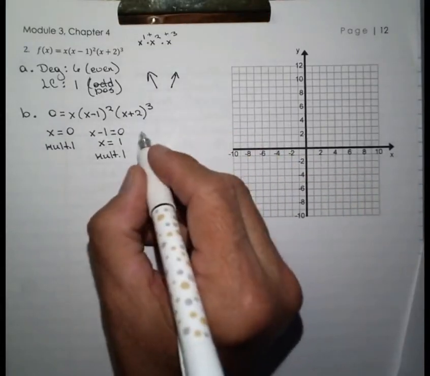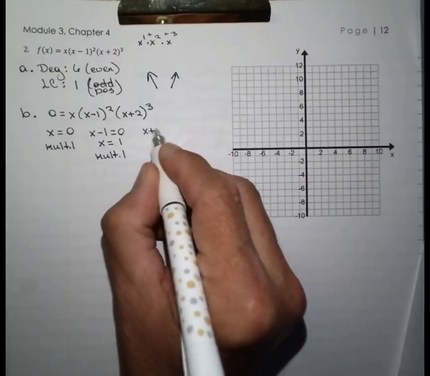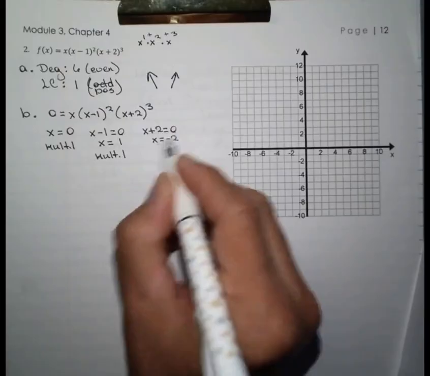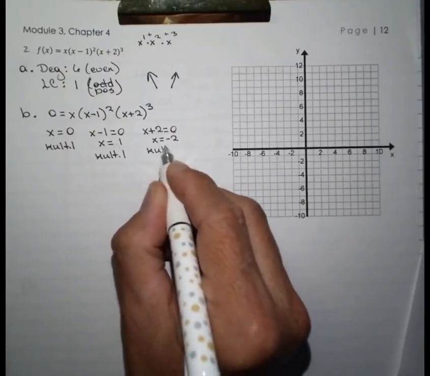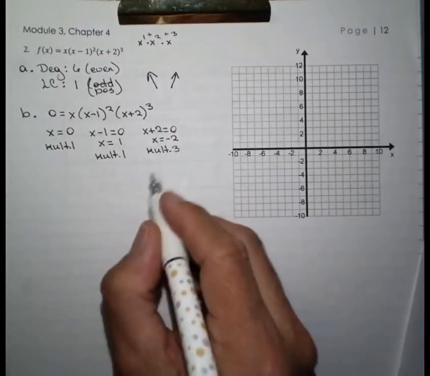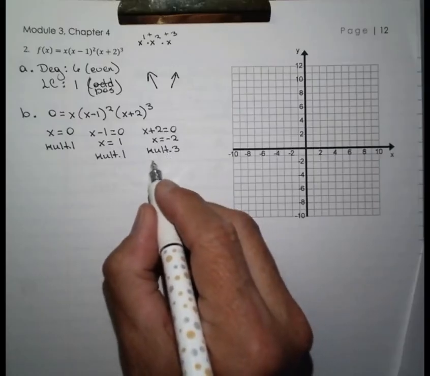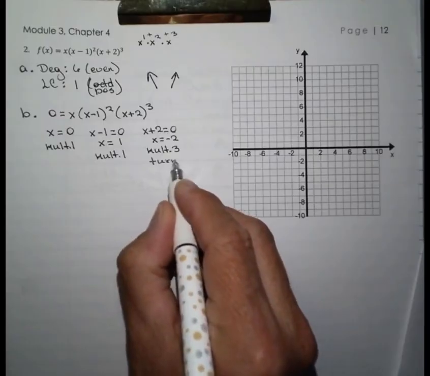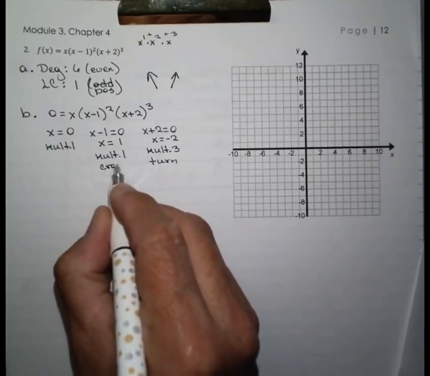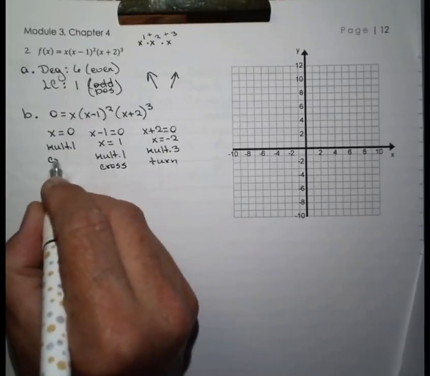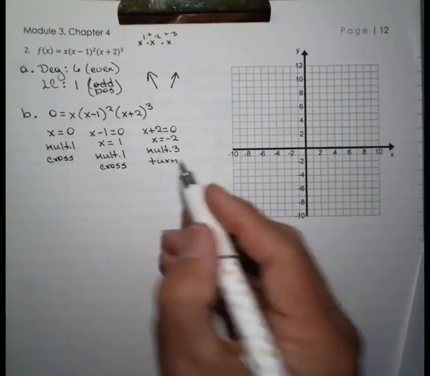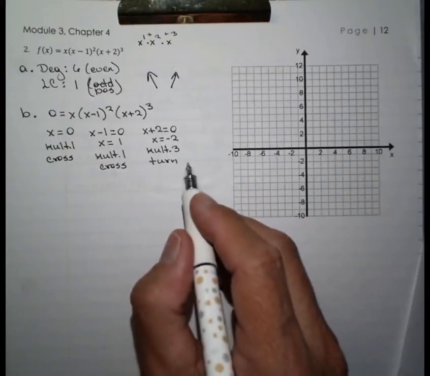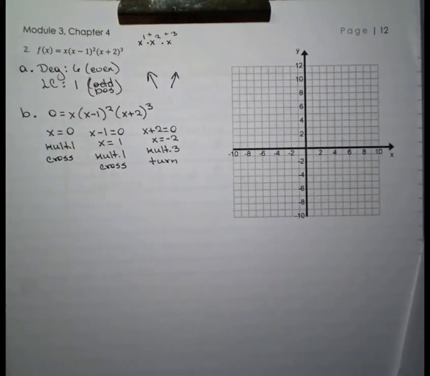And then the third one, I would say, is x plus 2 is equal to 0. X, of course, would equal a negative 2. It has a multiplicity of 3. And since that's an odd multiplicity, I expect it to touch and turn. So here it's going to cross. Here it's going to cross. And where x is equal to negative 2, sorry, it's going to touch and turn.